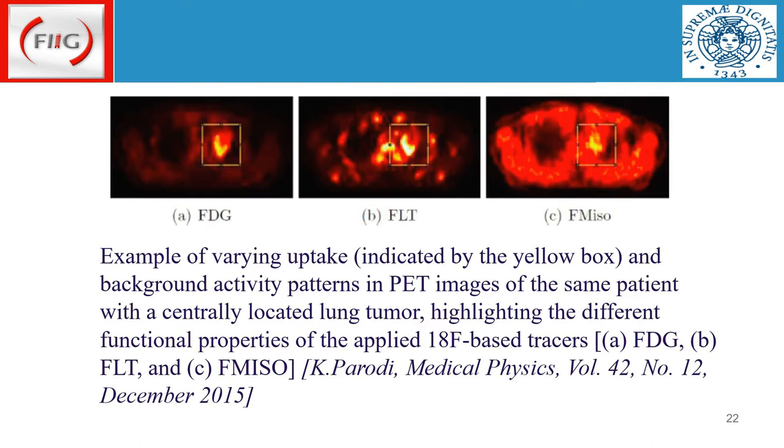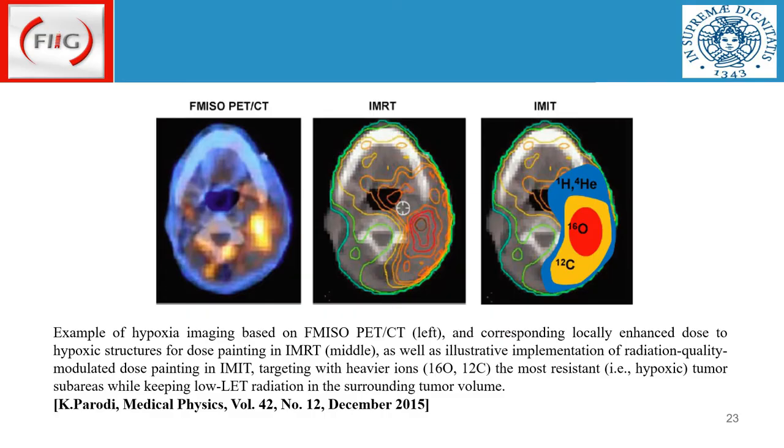But the third one is being looked at with the F-MISO. F-MISO is a tracer that concentrates where there is very little or no oxygen. Now, the tumor with no oxygen must be treated in a different way, because the standard treatment with gamma rays is not productive. And you see, for instance, that this is the tumor seen with F-MISO.